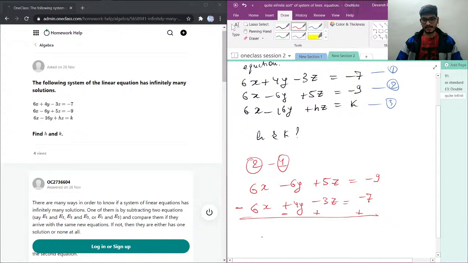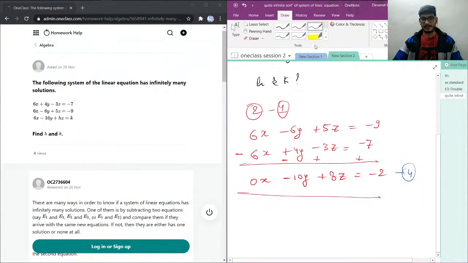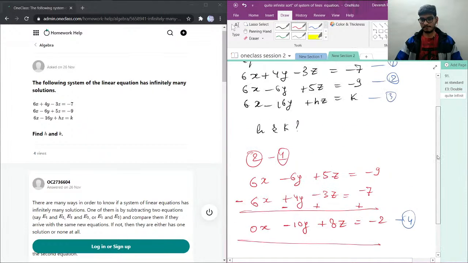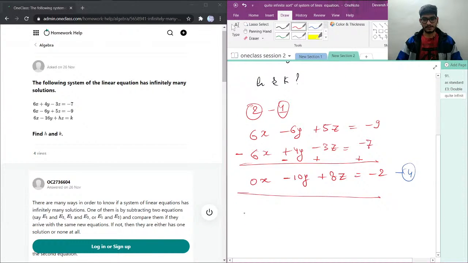So this x will get cancelled, so we have 0x, then negative 10y, then positive 8z, and this is going to be negative 2. Let's say this equation is 4. Now we are going to subtract the second equation from the third. So third equation minus second.